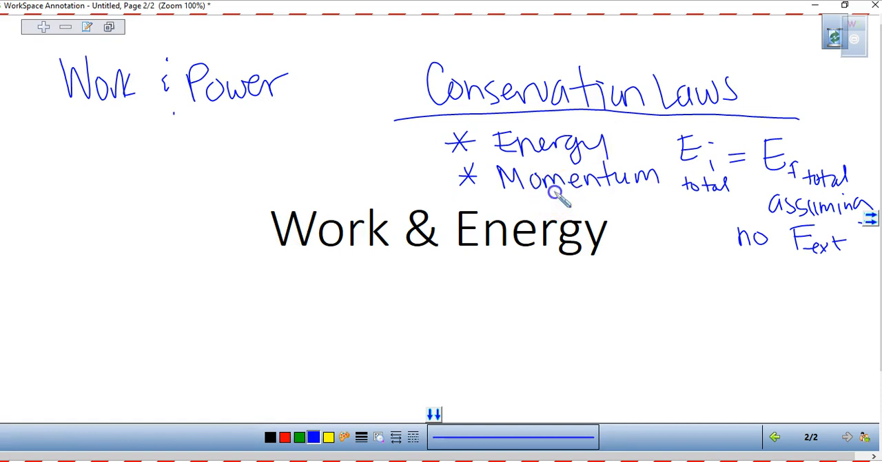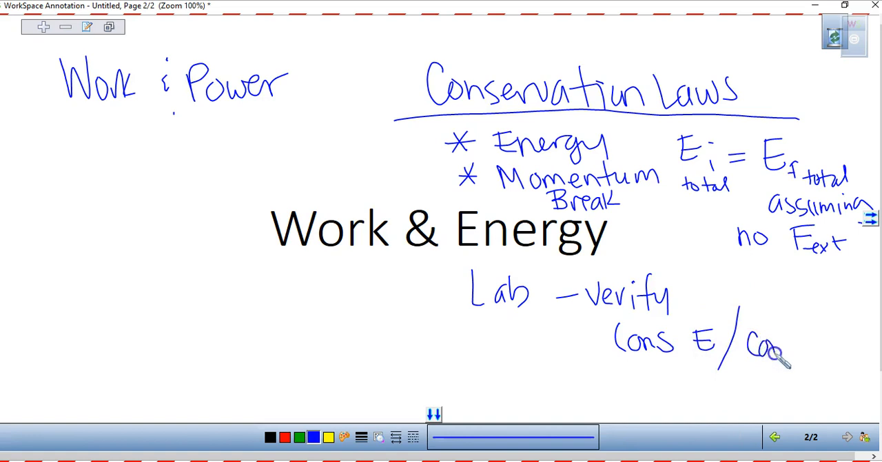After break, we're going to do momentum. I wish I could do them together because they really do go together, but it's just the scheduling the way it works. And after break, we're going to do a big lab where you're going to verify both conservation of energy and momentum. And you're going to get a choice of labs, so I'm going to give you a couple different choices. They're going to be fun.